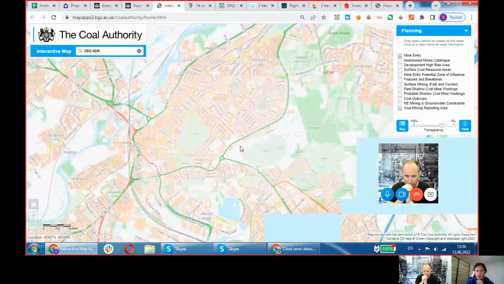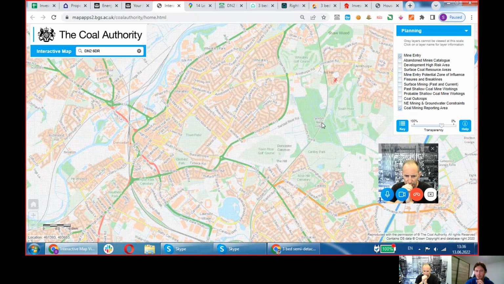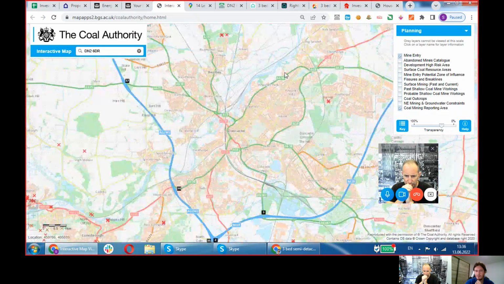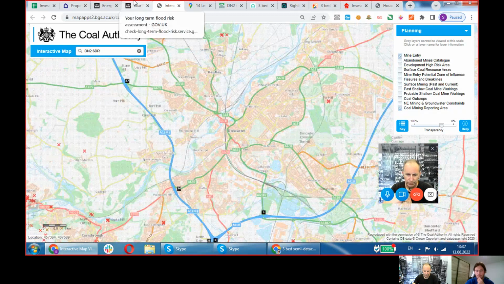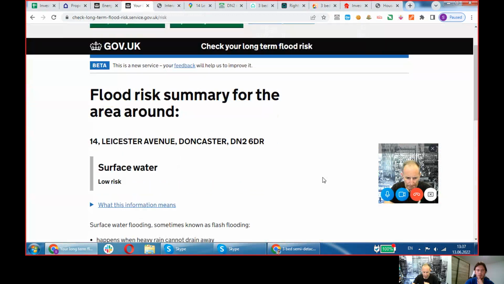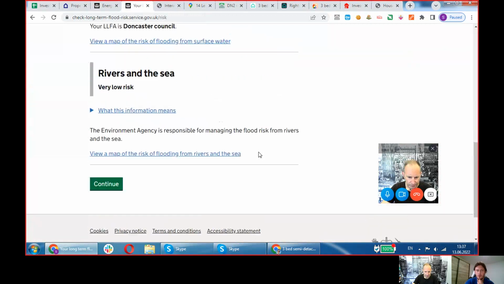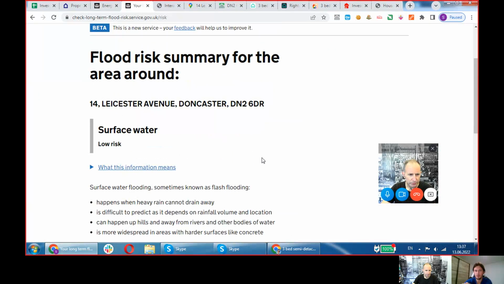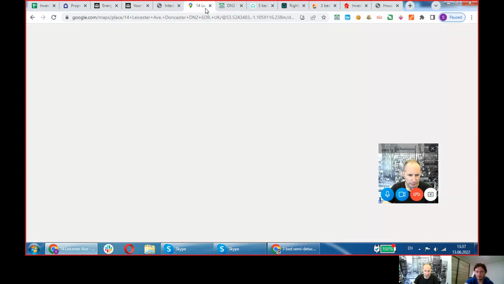And the coal mining issue, so this is the property here, it's so far away. And anyway, in Doncaster, you don't have any issues with coal mining, just a few areas like here and there. And there is very low risk about the surface water. So basically, this is not a risky property.